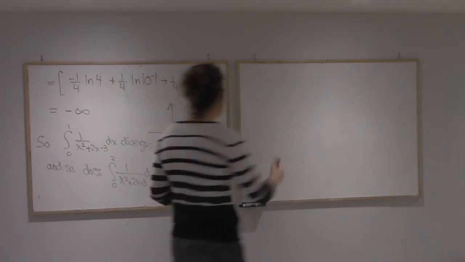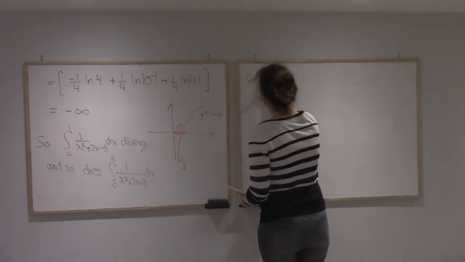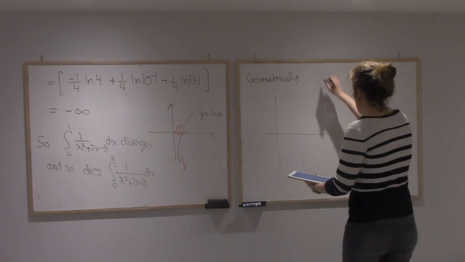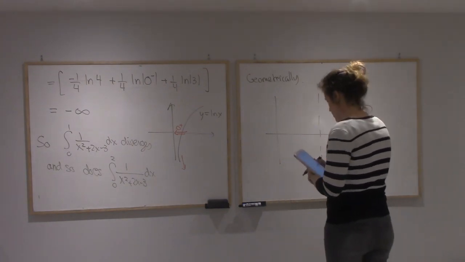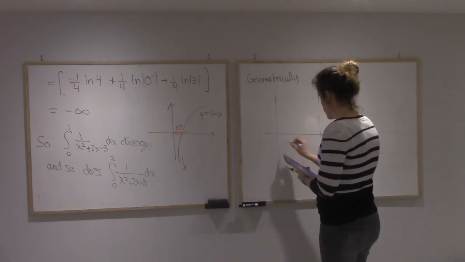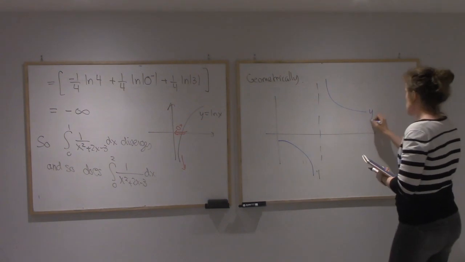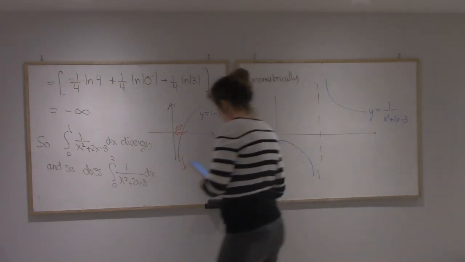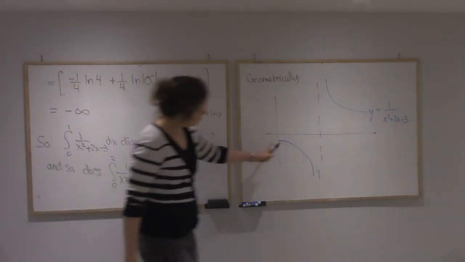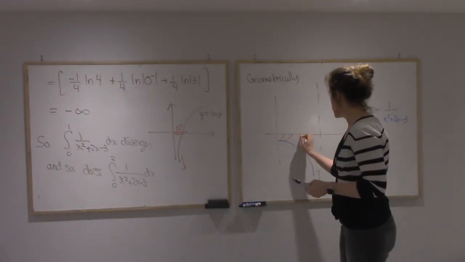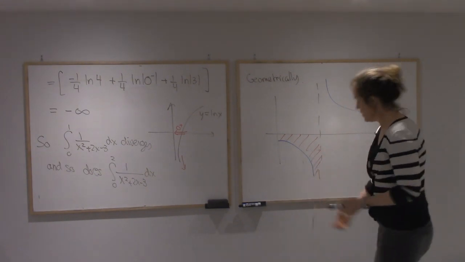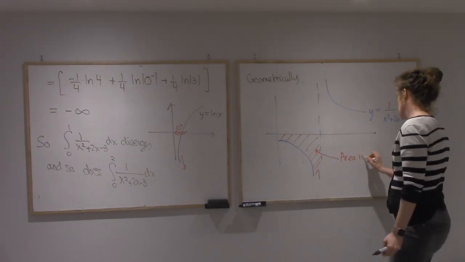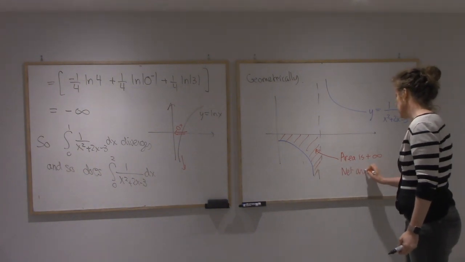All right, so let me look at the graph. I have the graph here. Let's just start at 0. I have my asymptote at 1. The graph looks like this. What we found is that this integral gives us minus infinity, so that means this area, well, the net area would be minus infinity, so the actual net area and the integral is minus infinity.